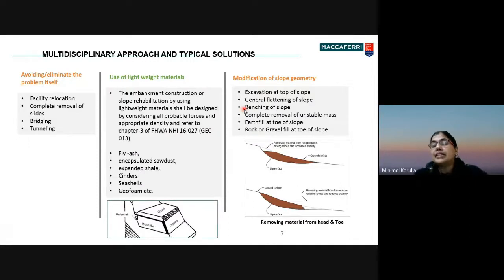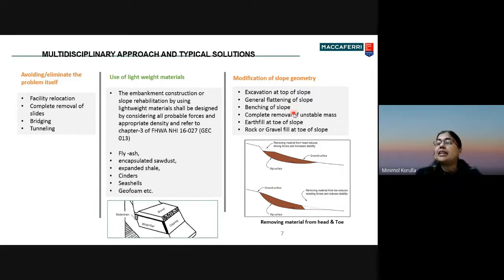But let us come back to our topic. The effective stabilization scheme sometimes consists of some modification of the existing slope geometry. It can be excavation of the top of the slope, or flattening of the slope, or benching of the slope. Benching means providing benches in between a slope and breaking a continuous slope into simple small slopes.